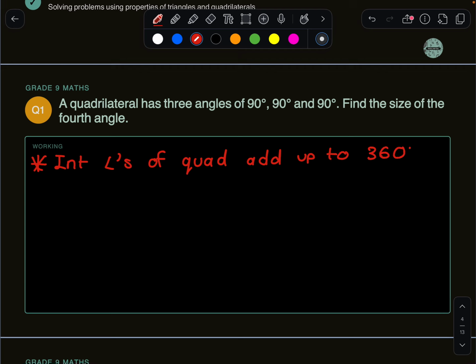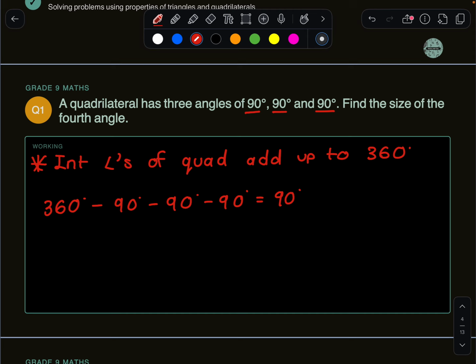It doesn't matter what quadrilateral you're talking about, any shape with four sides, the interior angles have to add up to 360 degrees. So if we know that one angle is 90, another is 90, another is 90, that means the fourth angle has to also be 90 degrees. So you can work this out and say 360 degrees take away 90, take away 90, take away 90 is 90 degrees. You might have known that straight away.